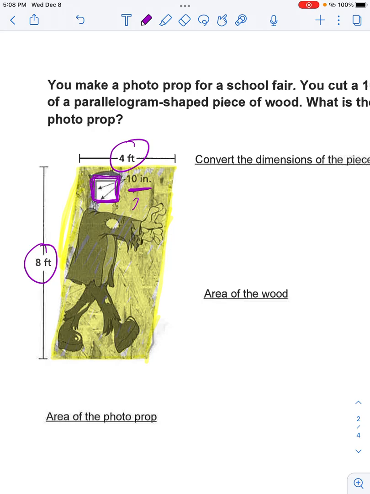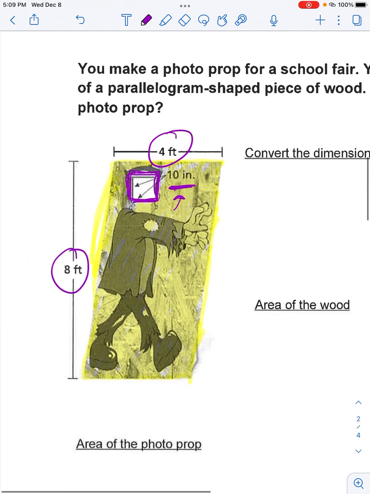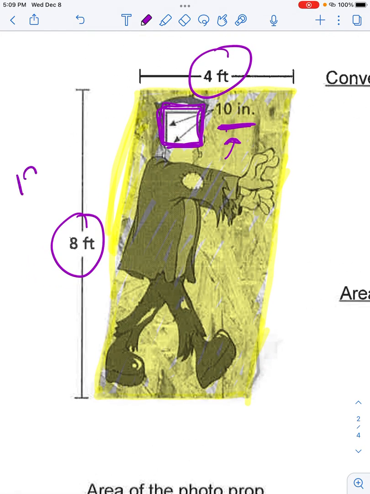Unfortunately, we can't do feet because 10 inches is less than 1 foot. 12 inches is 1 foot, so we're going to convert everything else to inches. There are 12 inches in a foot, and the height of this parallelogram is 8 feet. So we're going to do 12 times 8, which is 96 inches.